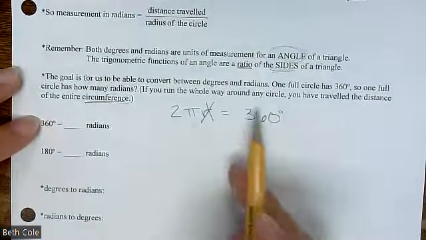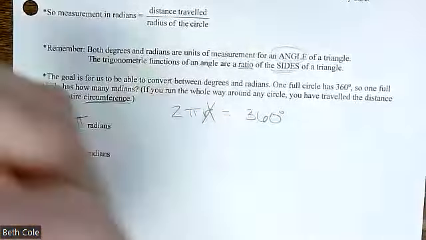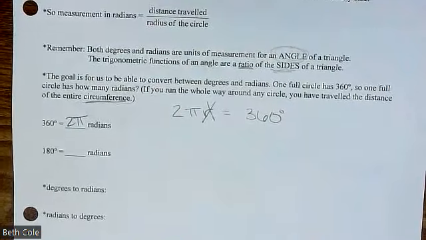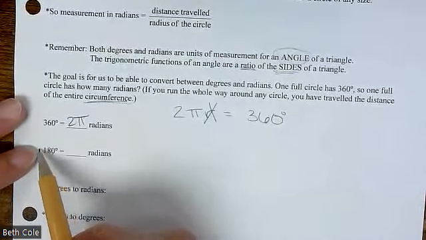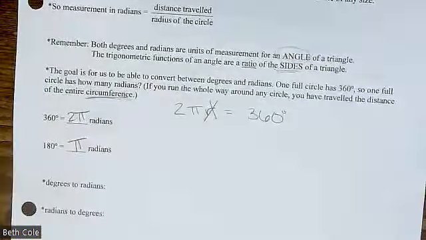So here's your conversion. 360 degrees, 1 full rotation is 2 pi radians. Now you can reduce that. Dealing with smaller numbers is easier than dealing with bigger numbers. If you divide by 2, halfway around is 180 degrees. And so instead of 2 pi, it would just be pi.